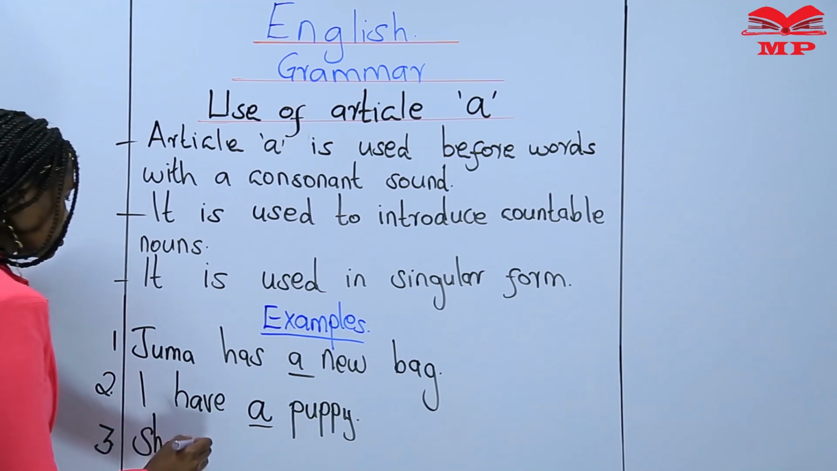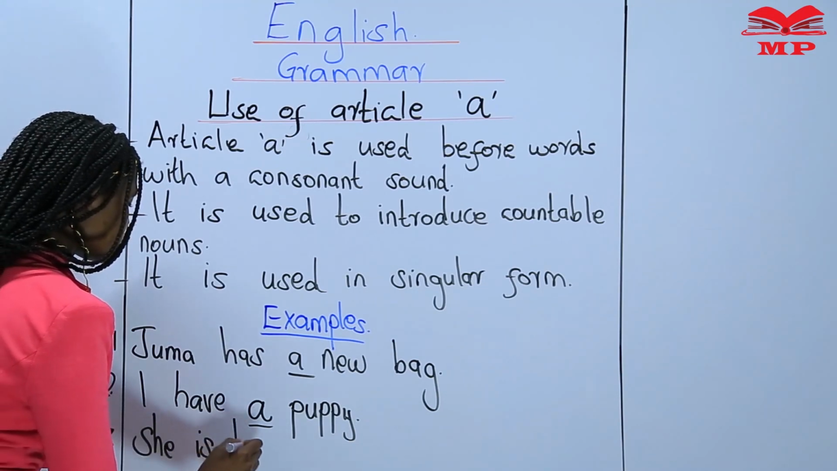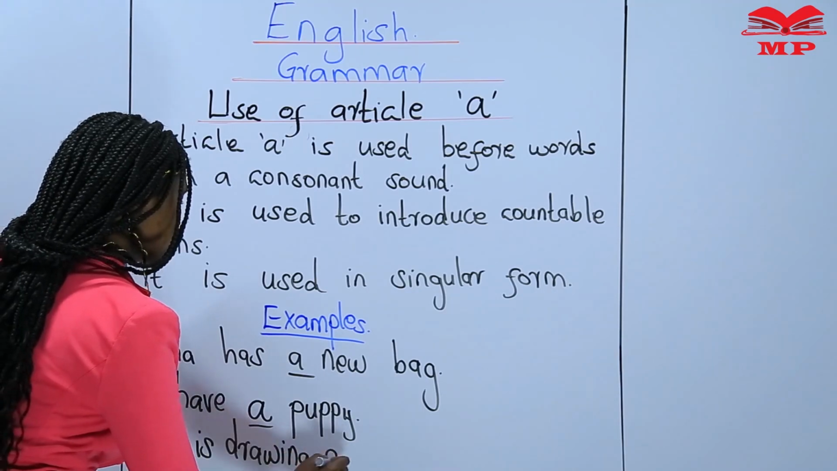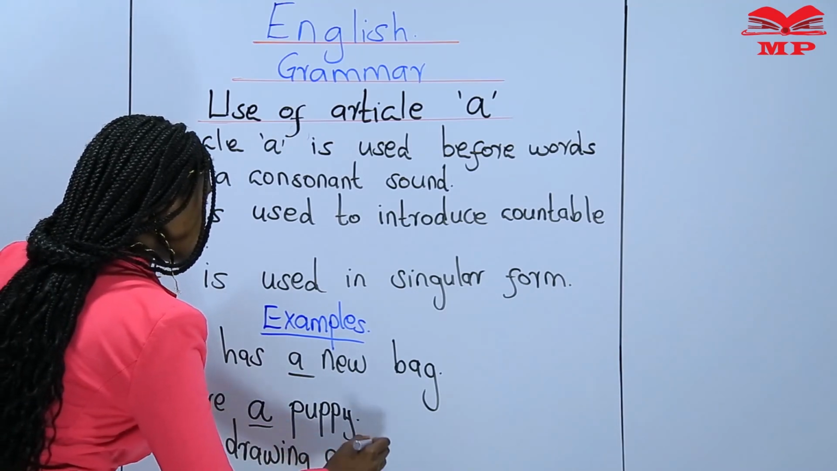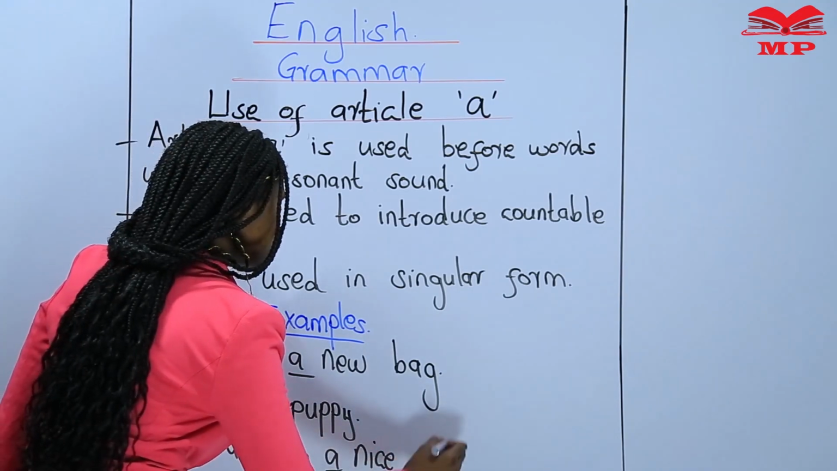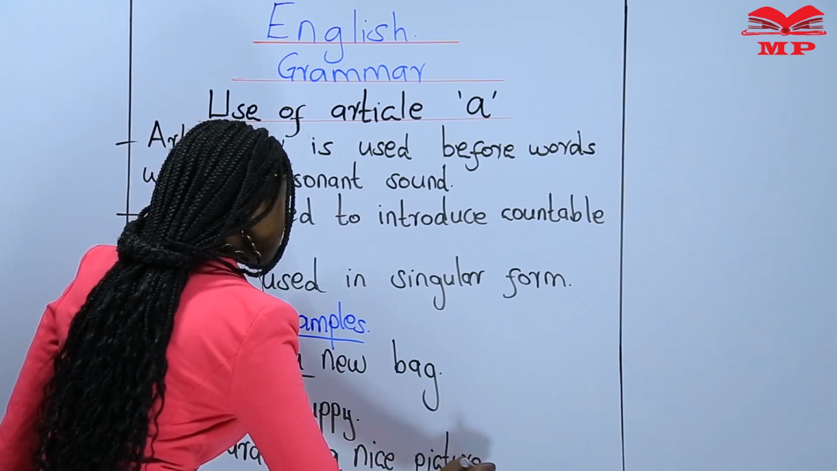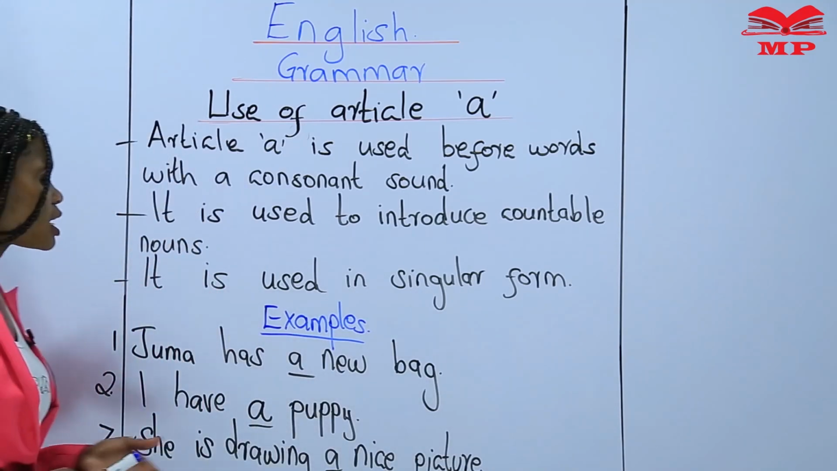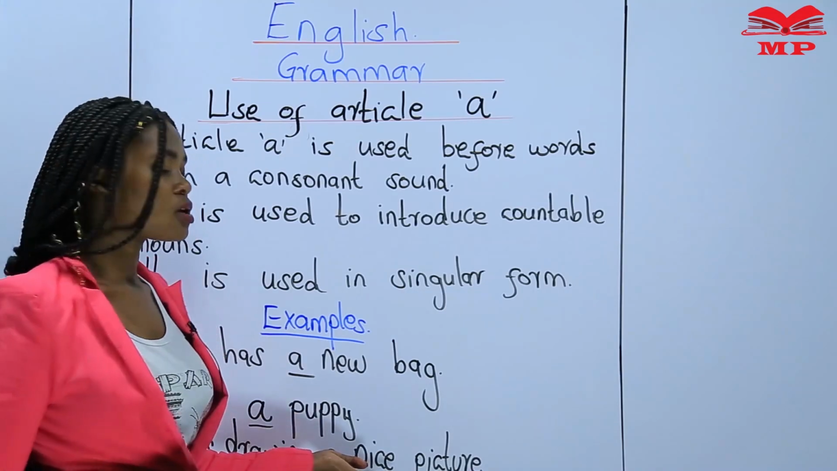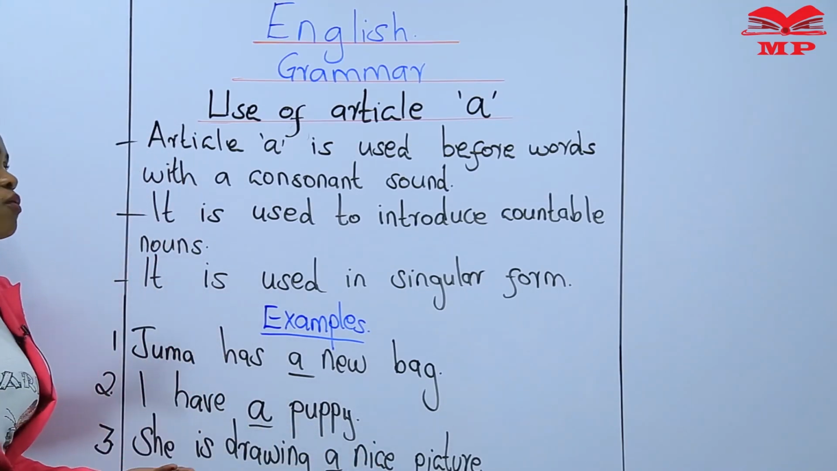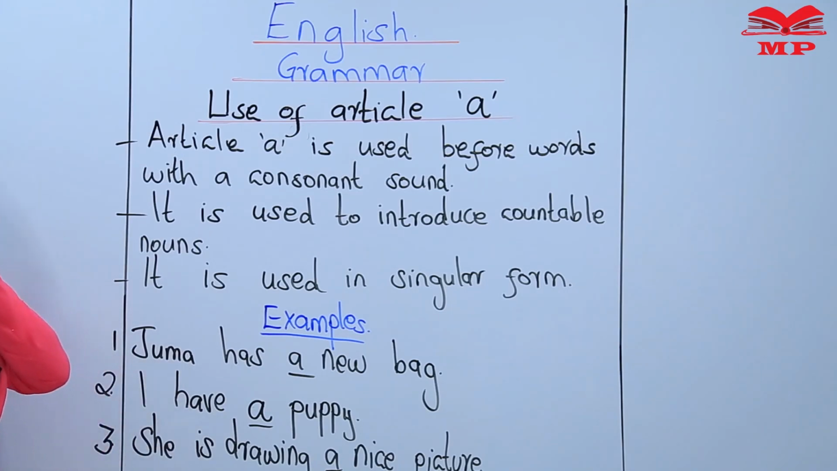Another example, she is drawing a nice picture. She is drawing a nice picture. Now the word nice picture starts with a consonant sound, and therefore we shall introduce article a before the word to add meaning.